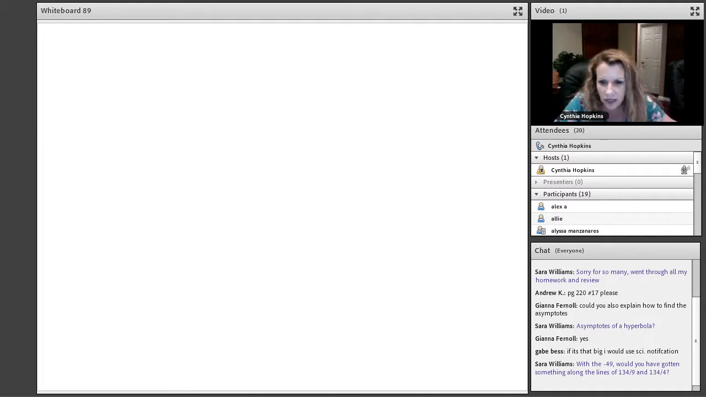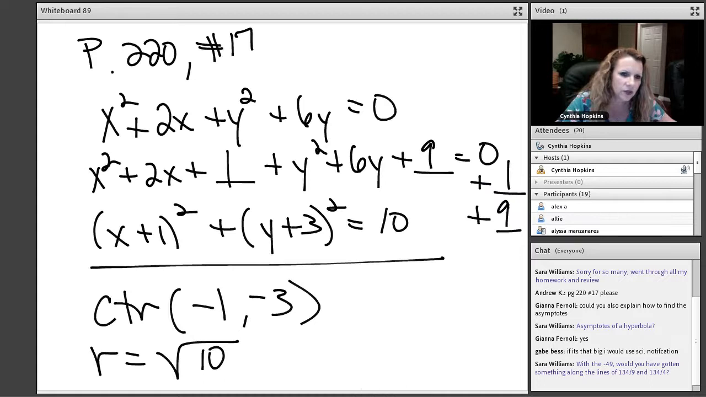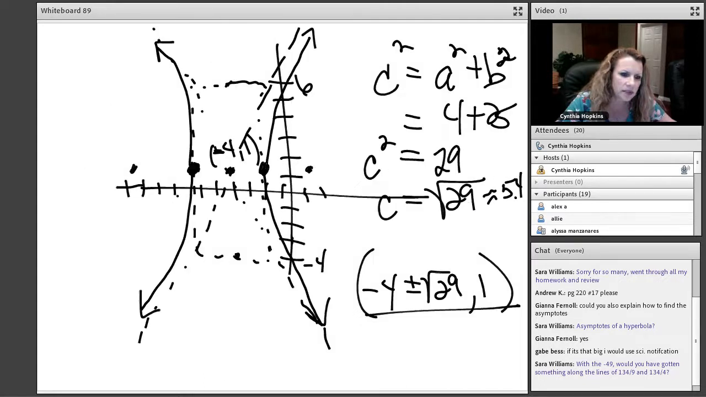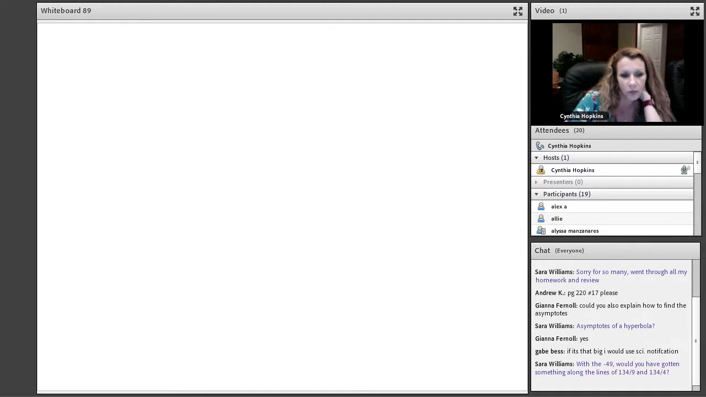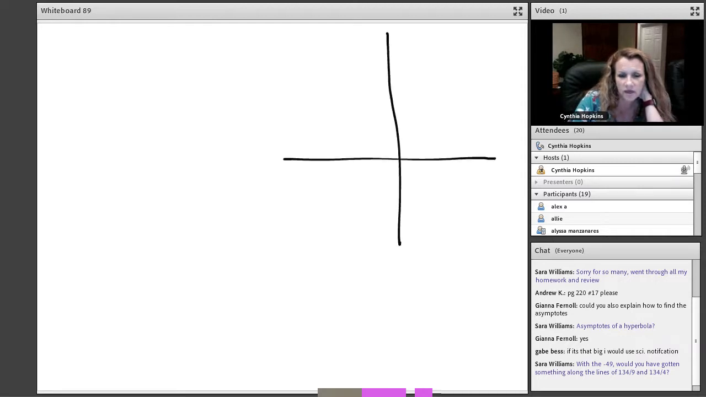All right. Gianna's asking for how to find the asymptotes, and yes, it was of a hyperbola. If I go back to my example of a hyperbola, they're not going to ask you for the equations of these asymptotes because this center was not at the origin. Okay, so I'll just show you a made-up graph of a hyperbola that they would ask you for the equations of the asymptotes.